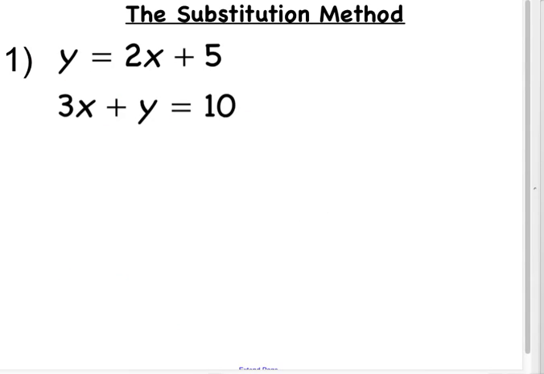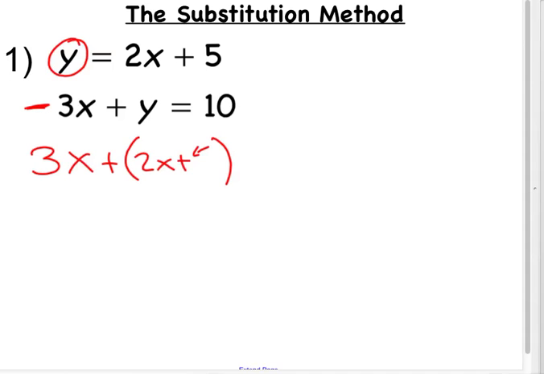Notice this one. So I'm going to go through 3 levels of problems. This is our easiest type of problem. What we have is y equals 2x plus 5. Y is already solved for, so I'm going to look at the other equation. I'm going to rewrite it as 3x plus, instead of y, I'm going to write 2x plus 5, because that's what y equals, and I have equals 10.